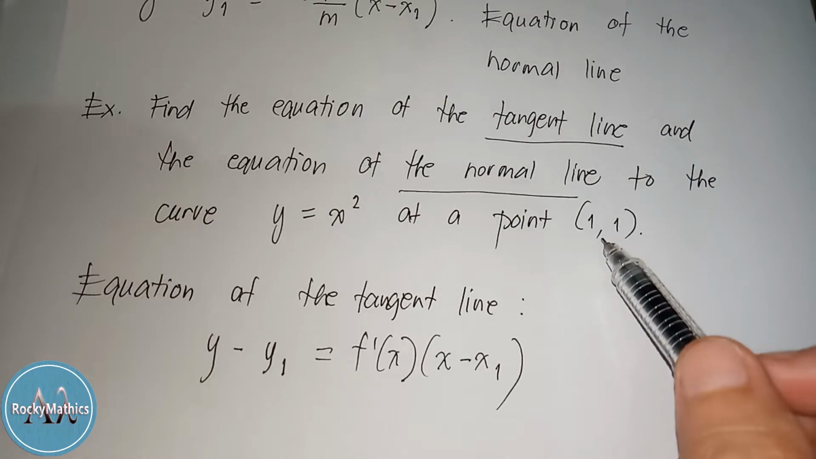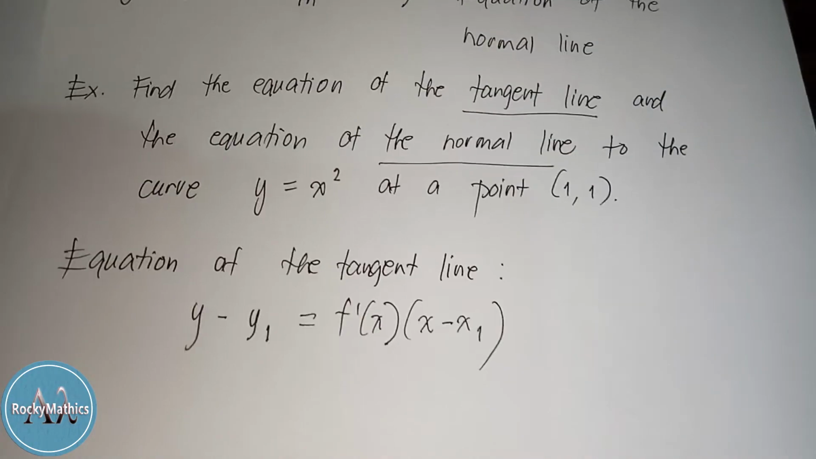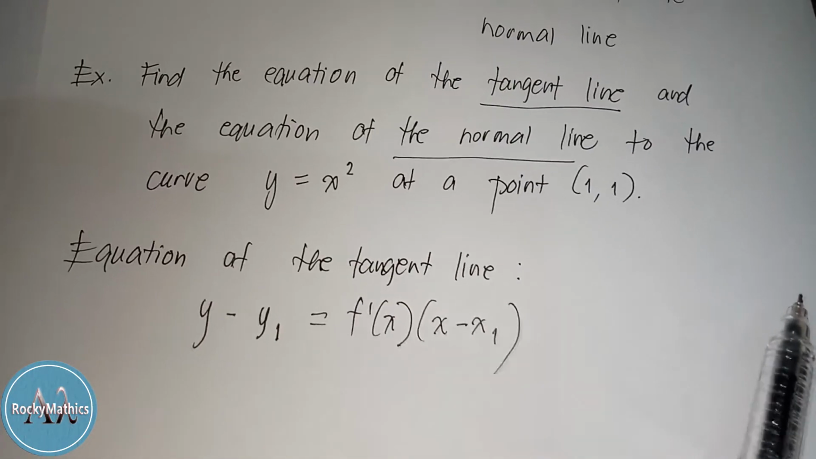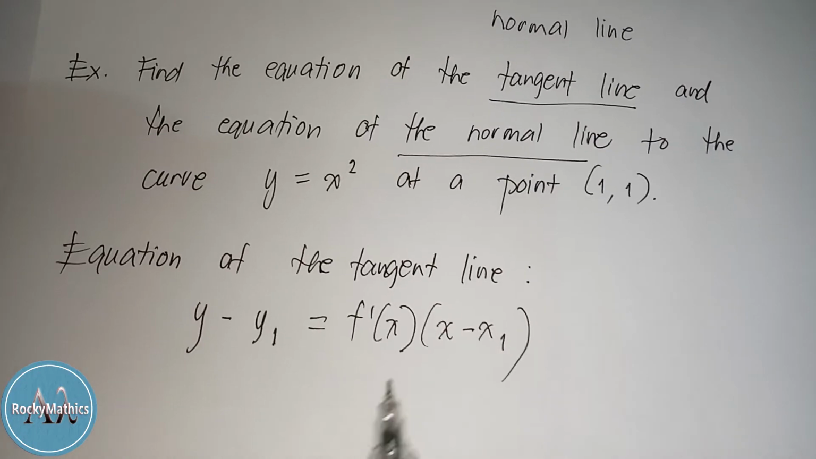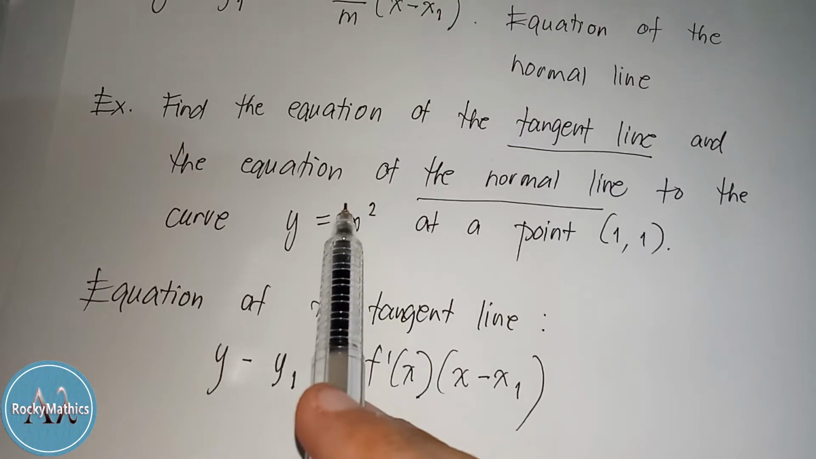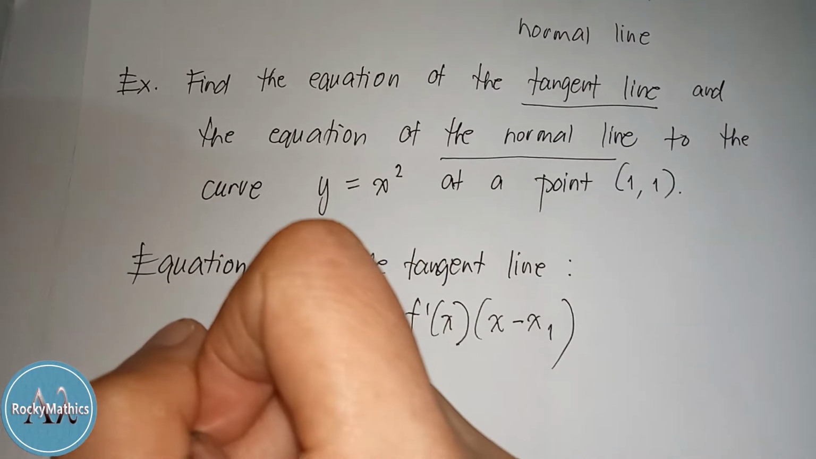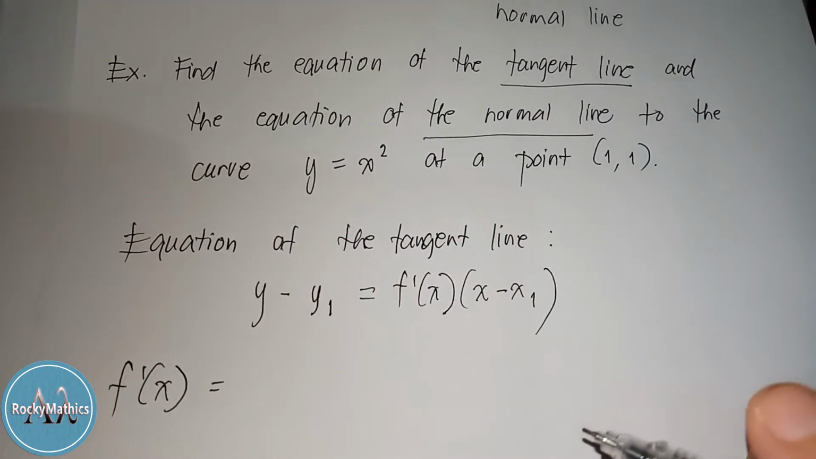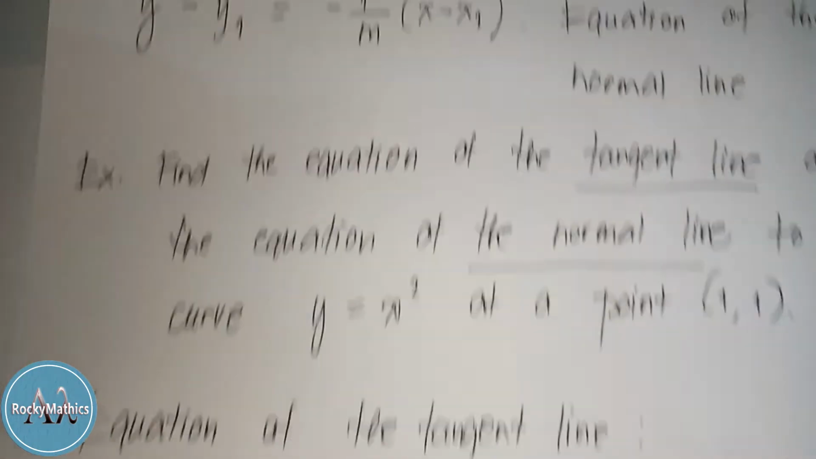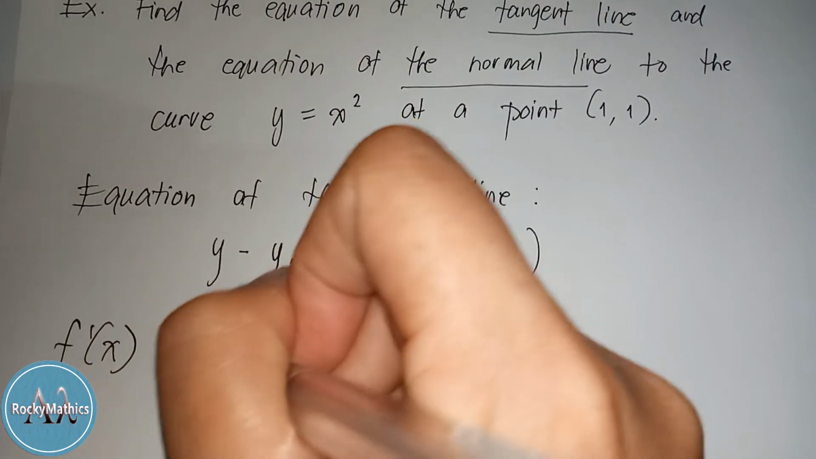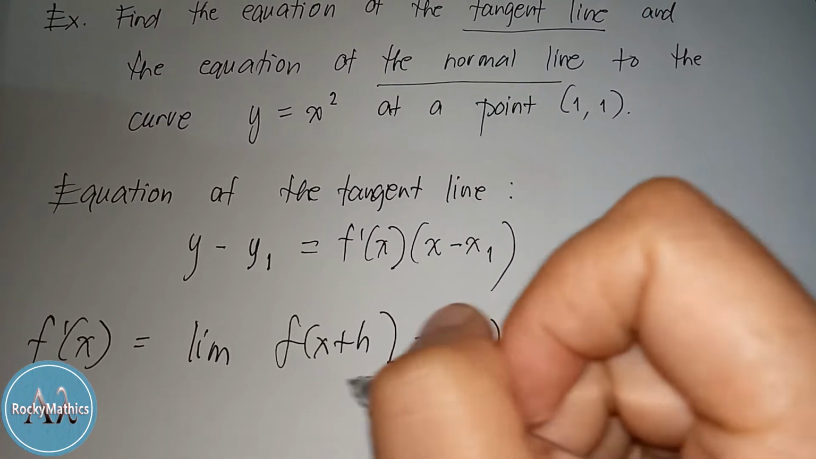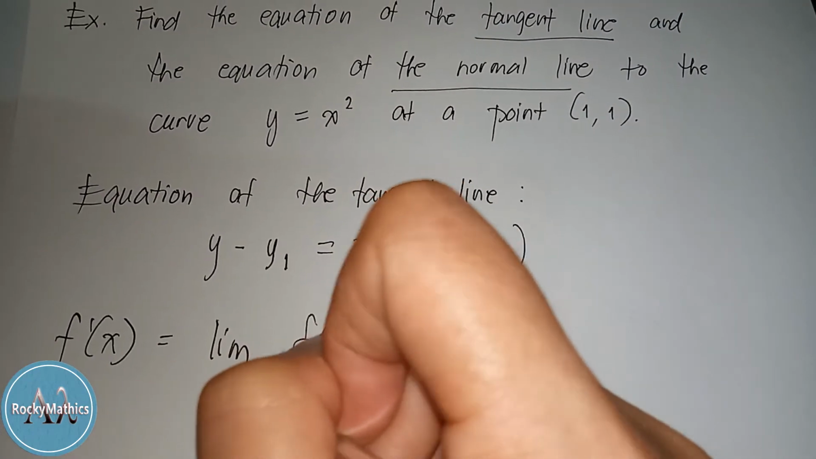Now the given is (1, 1), so we already know the point. But what is lacking here? We lack the derivative. So we need to solve first the derivative of the given function x squared. So what is f prime of x? Using this formula, we have the limit of f of x plus h minus f of x over h as h approaches 0, right?